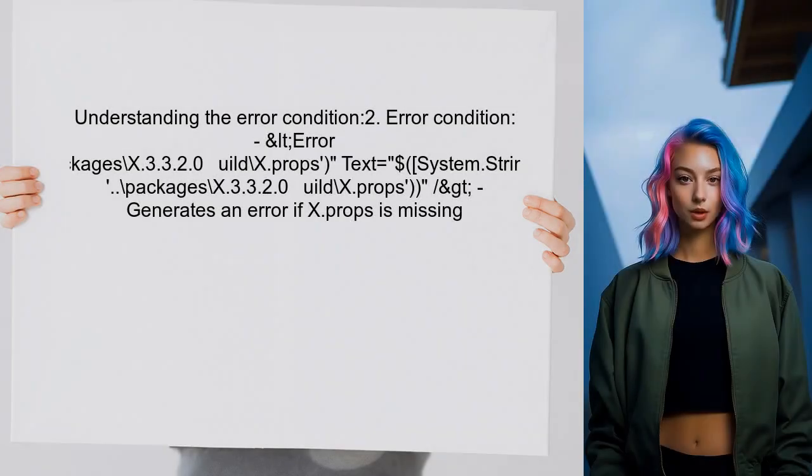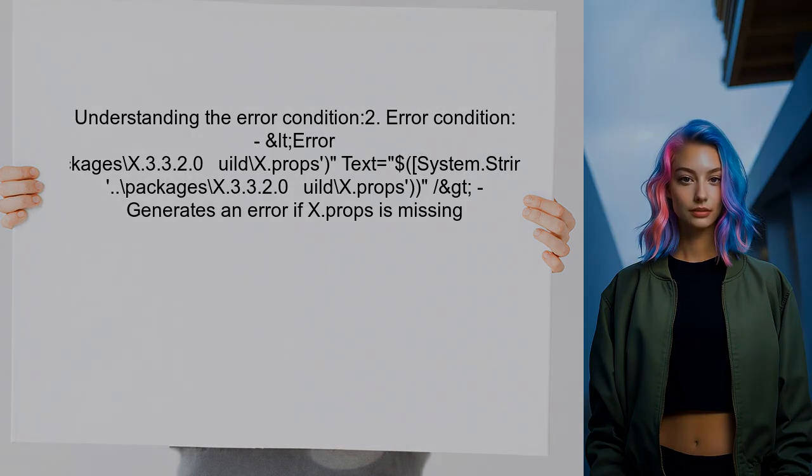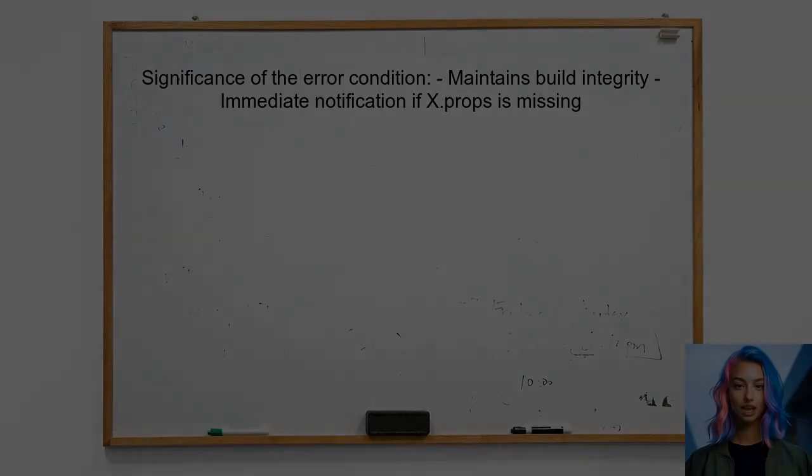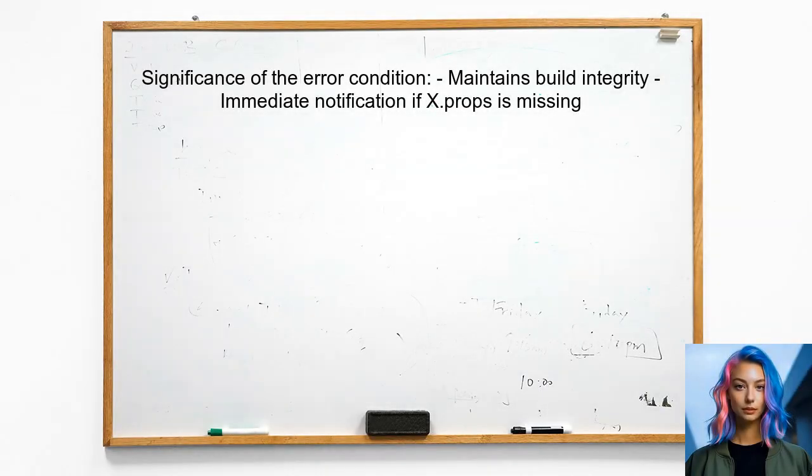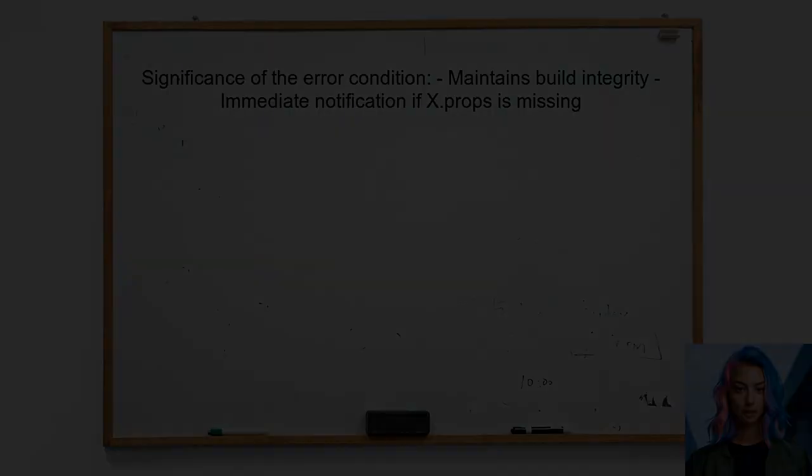The second line introduces an error condition. It checks if the xprops file exists. If it does not, an error message will be generated, indicating that the build cannot proceed without this file. This mechanism helps maintain the integrity of the build process. If the required properties file is missing, the user is immediately notified, preventing further complications.